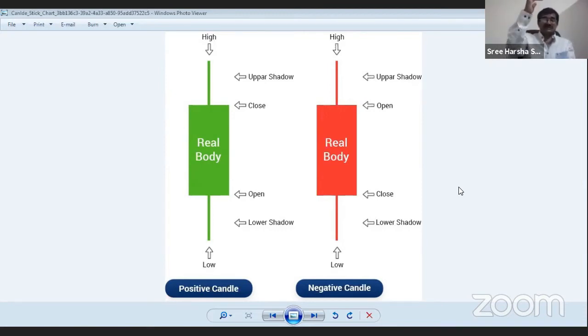And this comprises four different components: the open price, the high price, the low price, and the close price. So suppose, for example, I want to look at a candlestick for 5 minutes.